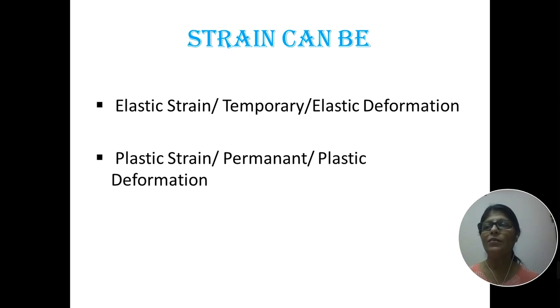Now sometimes if you stretch the elastic n number of times, one time comes that even after releasing the forces, it is not coming to its original dimensions. That means some amount of permanent deformation has taken place. So this is a plastic strain. Also it is called permanent because it doesn't come back to the original dimensions. So two important types of strain are seen in dentistry, that is elastic and plastic.